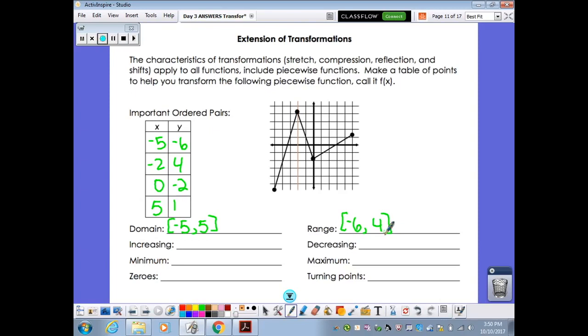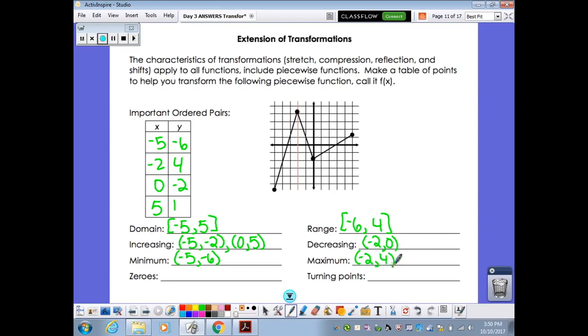Our increasing intervals, we have one from negative 5 until negative 2, and then we have another one from 0 to 5. Our decreasing interval is from negative 2 to 0. We have two local minimums, but since it doesn't specify whether it's an absolute or a local minimum, we're going to assume absolute. So this would be our absolute minimum, which is negative 5, negative 6. Same with maximums. If we thought it was a local, we would have 2. However, since it doesn't specify, we're going to assume absolute maximum, which is negative 2, 4.